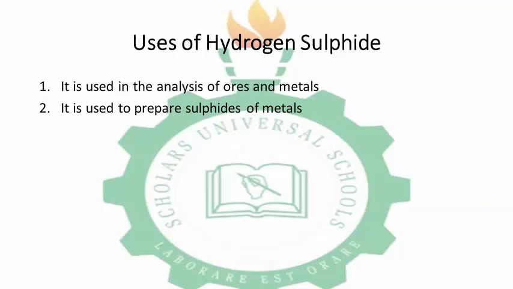Now, uses of hydrogen sulfide. Hydrogen sulfide is used in the analysis of ores and metals. That means we can use it to separate. I told you that sulfides give distinct colors. Some sulfides have some colors, while others have other colors. So we use hydrogen sulfide to separate which sulfide behaves like this. Let's say we have some sulfides that are black, some are white, and some are yellow. When we get to sulfides, we'll discuss that. Also, hydrogen sulfide is used to prepare sulfides of metals.